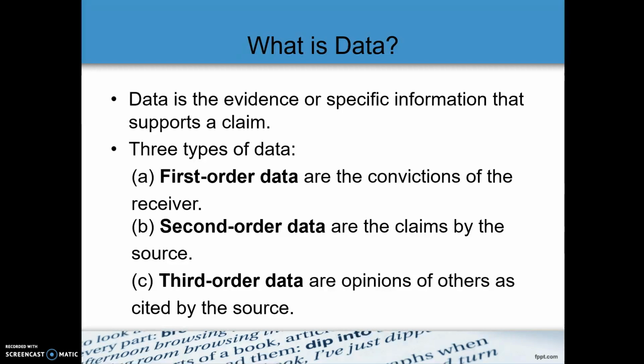First order data are the convictions of the receiver. So maybe what the receiver, or you as the writer, receive from somewhere else, from experience and so on. Second order data are the claims by the source. Could be an article, could be books, could be something else. Then third order data are opinions of others as cited by the source. So not the source that you have taken from the book, but perhaps what the author would have taken from somewhere else. That will be the third order data.